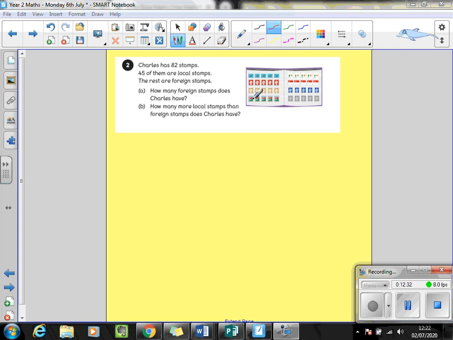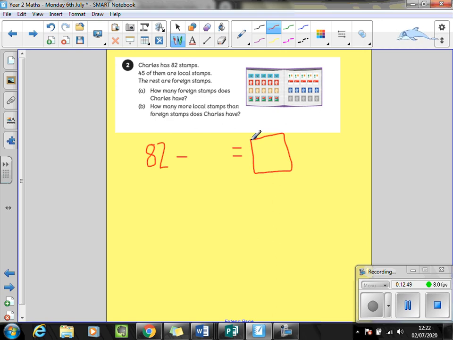Okay, so let's have a go at question A. How many foreign stamps does Charles have? Well, we know that altogether Charles has 82 stamps. And we know that 45 of them are local, therefore the rest are foreign stamps. So we're actually going to take away the amount of local stamps that he has to give us the answer of how many foreign stamps he has. So the calculation we should be doing is 82 take away 45.